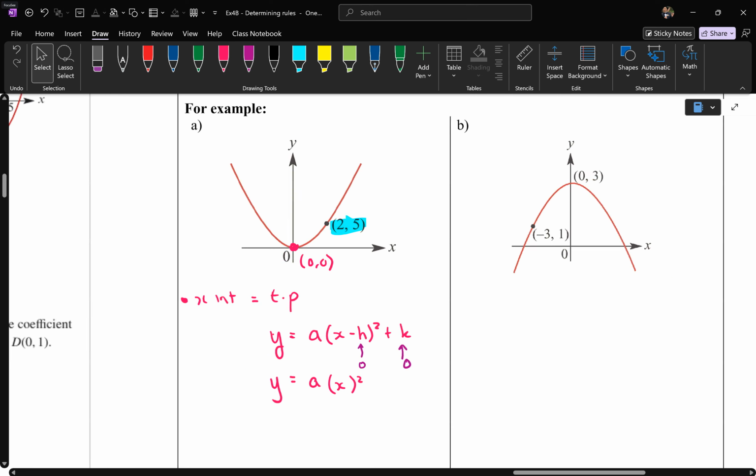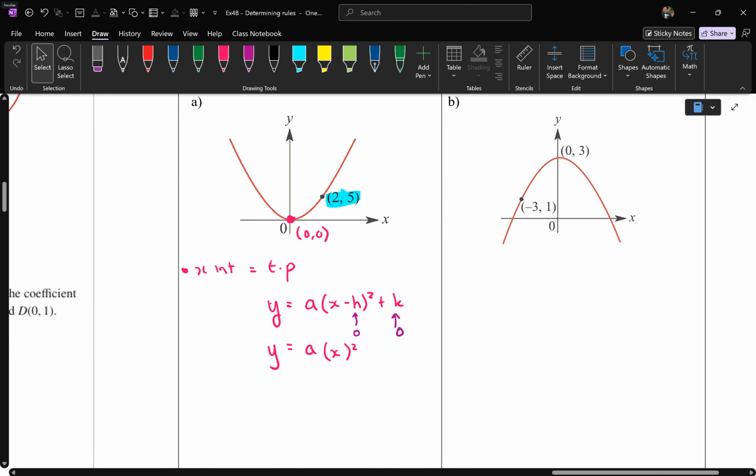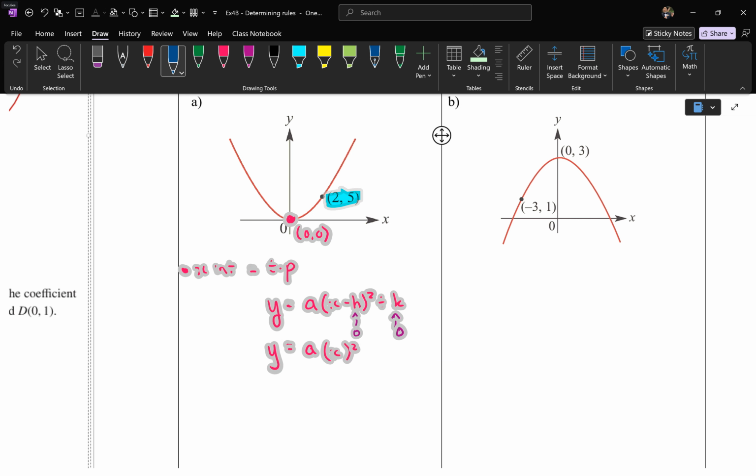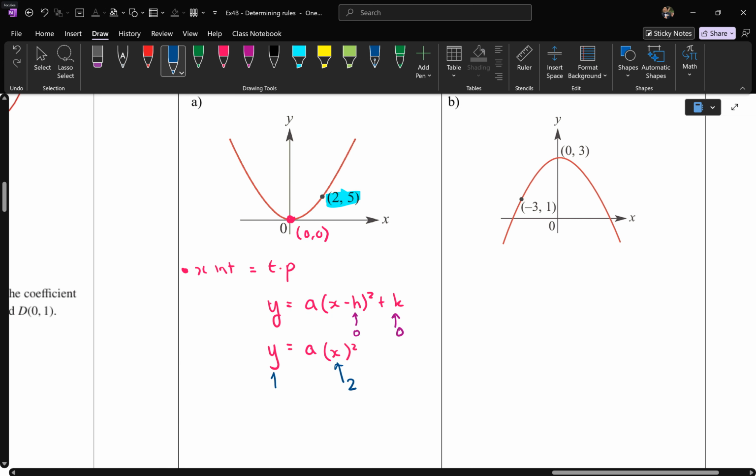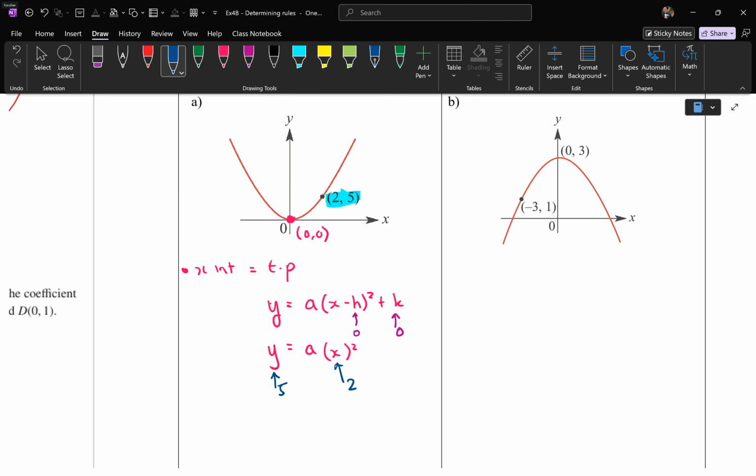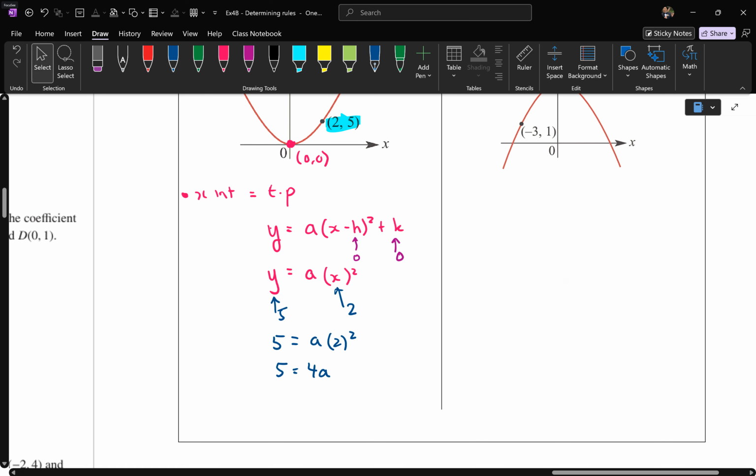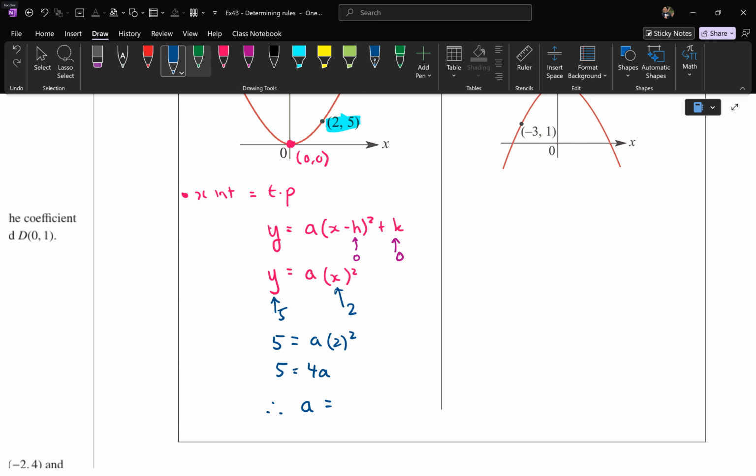And this is where Lockley was saying, well, we also got the other piece of information, 2, 5. That tells me when x is 2, y is 5. So I can say, oh, well, that means if x is 2, y is meant to be 5. That's a substitution so that I can solve for a. And that gives me now 5 is equal to a times 2 squared. 4a is equal to 5. Therefore, a must equal to what? Can I please have Alex? What's a equal to?